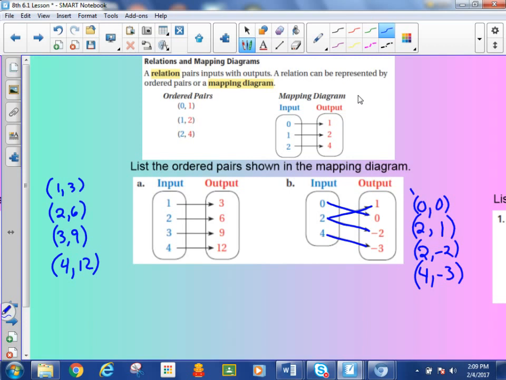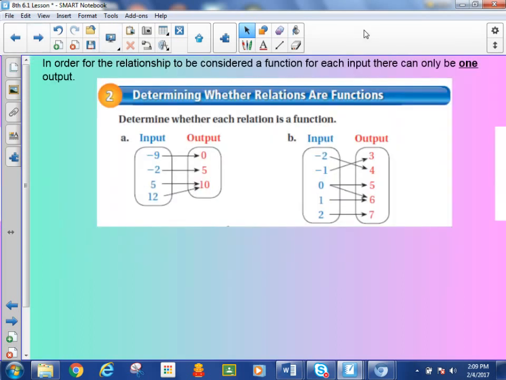In this scenario, the first one would be considered a function as we get further into the chapter. The second one would just be considered a relation because we had more than one output for that number 2. That's why it would not be considered a function, because there's more than one output. You'll work more with that in section 2. So we're going to move on to determining whether relations are functions. Sorry, I meant to say in part 2 of this.